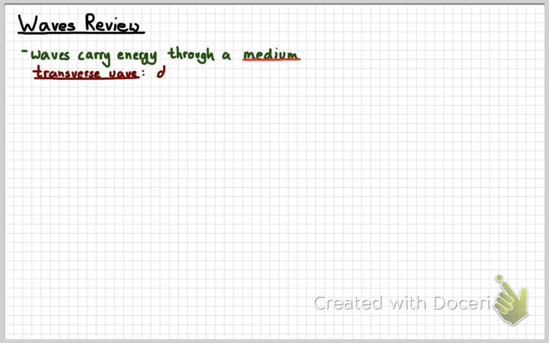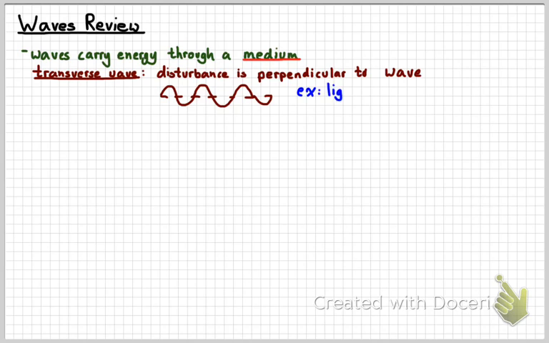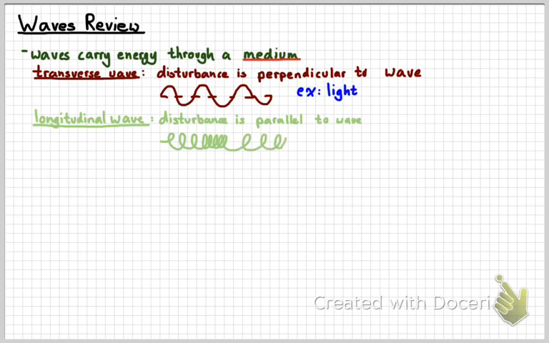Remember that a transverse wave is a wave where the disturbance is perpendicular to the direction the wave is traveling. Something like that, and light is a good example. A longitudinal wave is a wave whose disturbance is parallel to the direction the wave is traveling. A good example of that is sound.